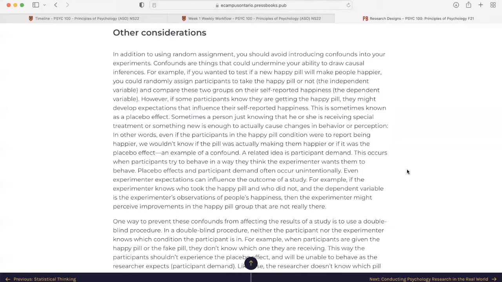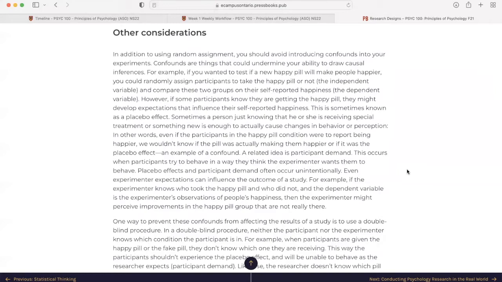In other words, even if the participants in the happy pill condition were to report being happier, we wouldn't know if the pill was actually making them happier or if it was the placebo effect. An example of a confound. A related idea is participant demand. This occurs when participants try to behave in a way they think the experimenter wants them to behave. Placebo effects and participant demand often occur unintentionally. Even experimenter expectations can influence the outcome of a study.